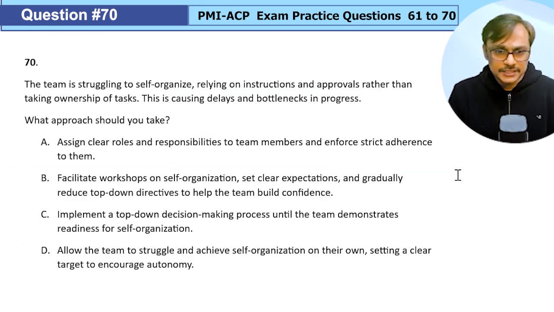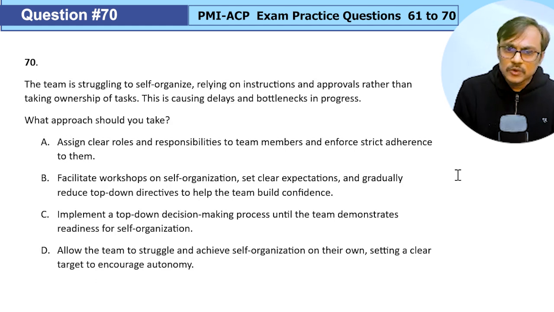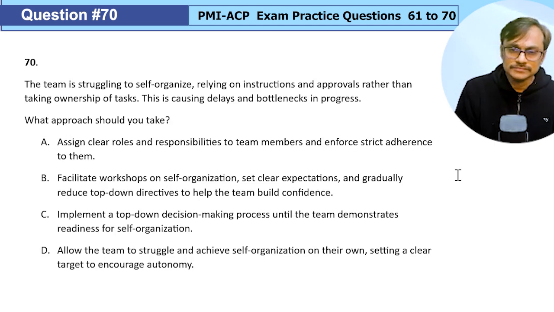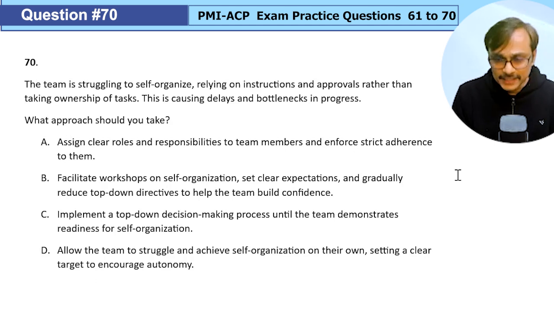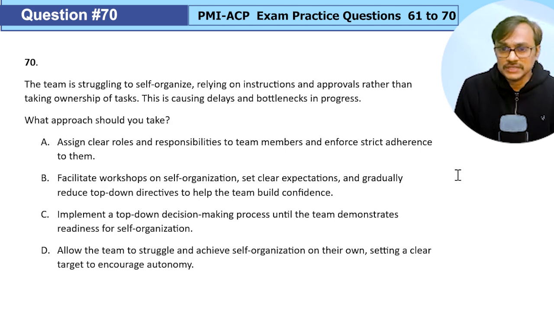Question number 70. The team is struggling to self-organize, relying on instruction and approval rather than taking ownership of tasks. This is causing delays and bottlenecks in the progress. What should you do? Many a time, you as an agile leader will face this problem. People want to know the instruction from you only. They don't want to self-organize themselves. So how should you handle that?